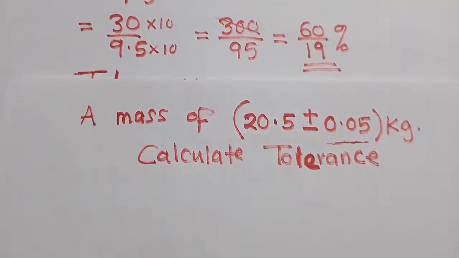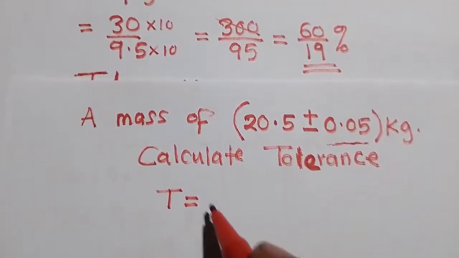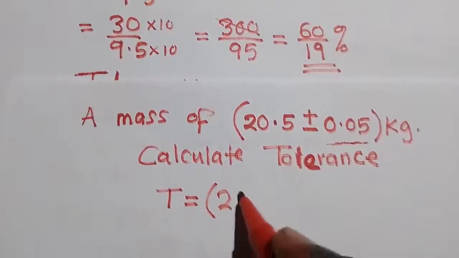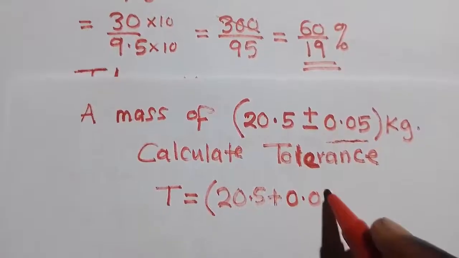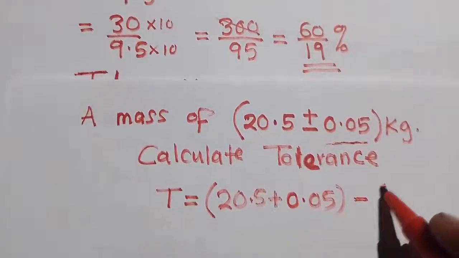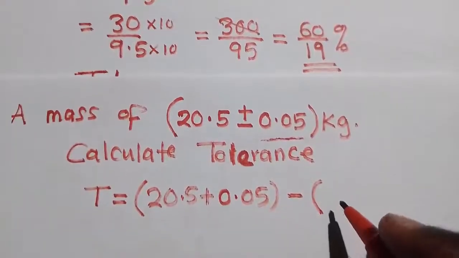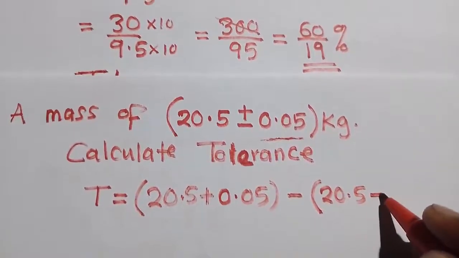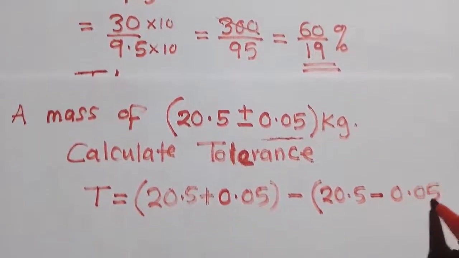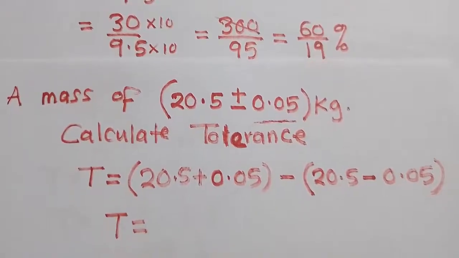So how are you going to calculate tolerance? You're going to say that tolerance is equal to upper limit, you add. So it's 20.5 plus 0.05. Then you say minus the lower limit. What is the lower limit? The lower limit is 20.5 minus 0.05, like that. So tolerance is equal to, like this.